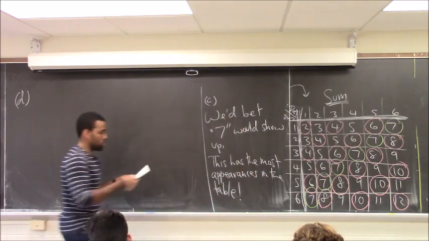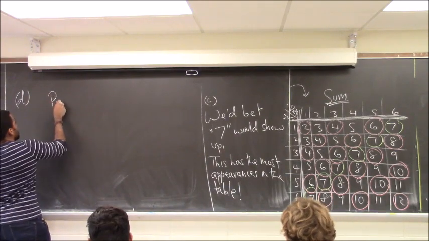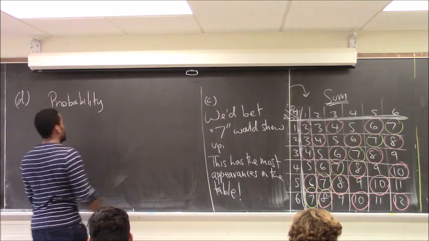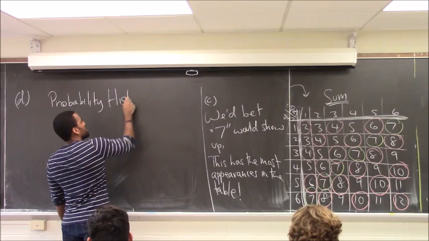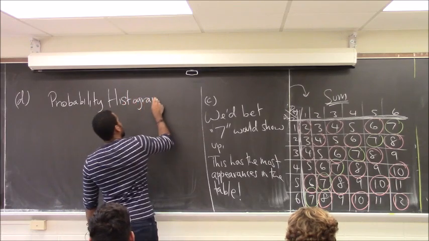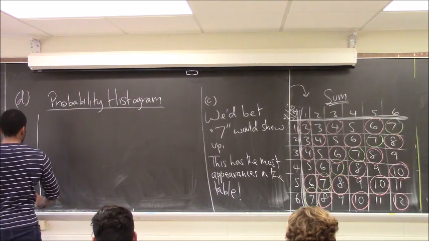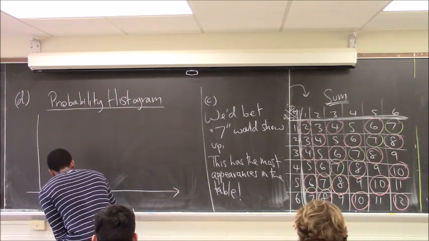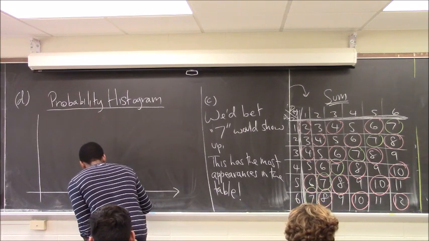Sketch a probability histogram. So this is a way that you can visualize probabilities. We'll probably talk about it a little bit later when we talk about probability distributions as well. But it's just a pictographical representation of the probabilities. So basically, it's when you plot the probability against the outcomes. So here are possible outcomes.